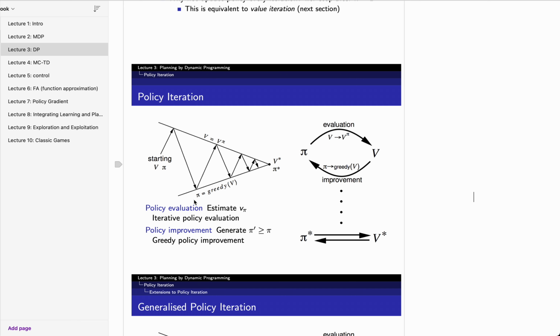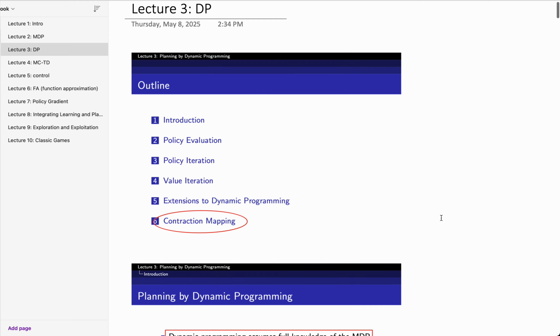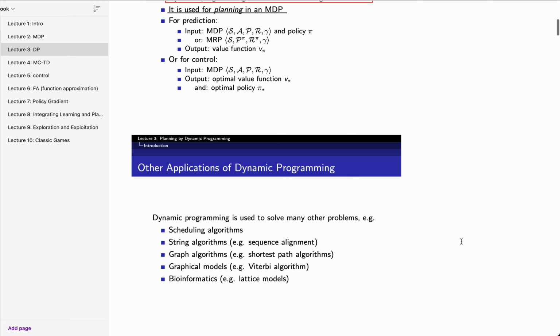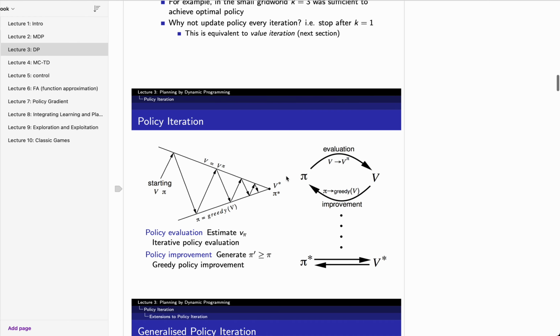So policy iteration is just repeatedly doing these evaluation and improvement cycles, and then it is guaranteed to converge and reach the optimum solutions, which he also gives a mathematical proof for at the end, called contraction mapping, which explains that after several iterations, it will reach the optimum V star. So that's policy iteration.